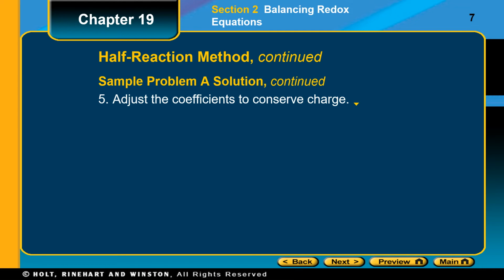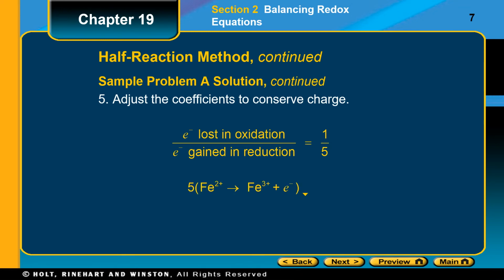So now we're going to adjust the coefficients to conserve the charge, because in one of them we only used 1 electron and the other one we had 5. So we're going to have to adjust those. In oxidation we only lost 1 electron, but in reduction we gained 5 electrons. So we need to multiply the oxidation by 5, so it'll be the same as reduction. So there is the oxidation multiplied by 5. So we just put a parenthesis around our basic equation and put 5 in front, and then we'll distribute.